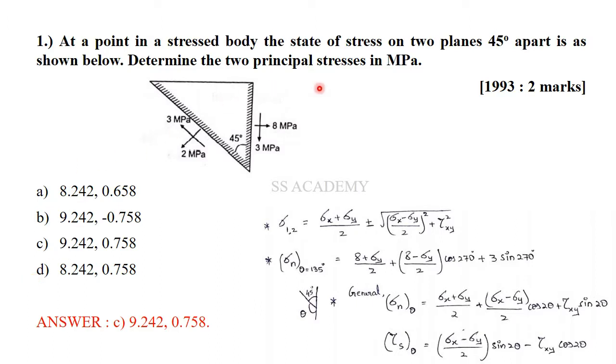Point in a stressed body, the state of stress on two planes 45 degrees apart is as shown below. Determine the two principal stresses in megapascal. The diagram is shown here and the options are 8.24 to 0.658 and other magnitudes are given as the options. And this is a 1993 GATE question asked for 2 marks.